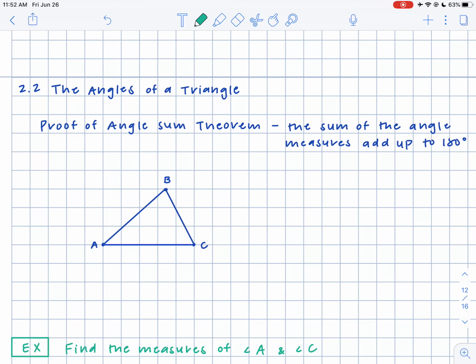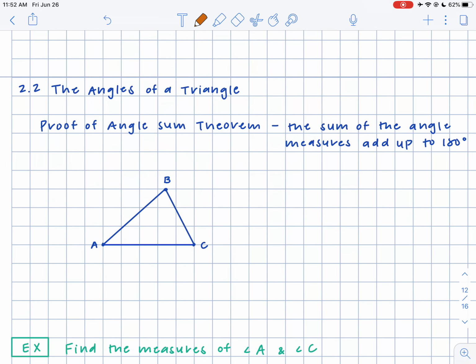So the first thing I wanted to go over was the proof of the angle sum theorem. This states that the sum of the angle measures adds up to 180. So angle A plus angle B plus angle C will all add up to 180. Okay, now how do we know that? Let's try to prove it.